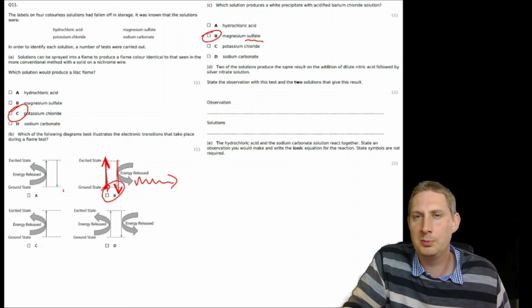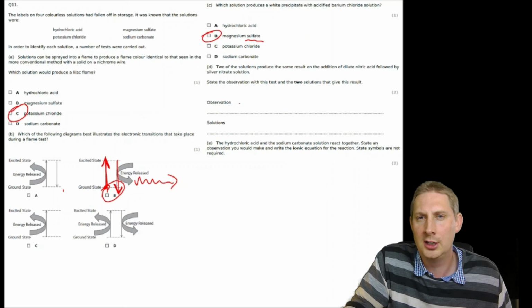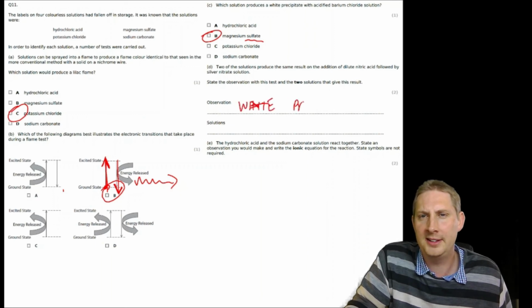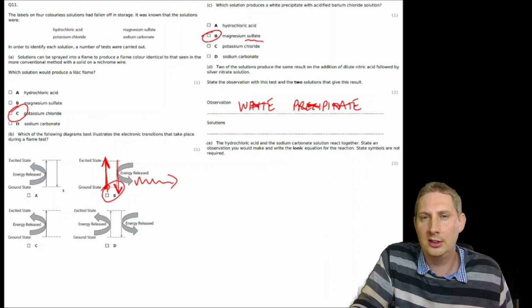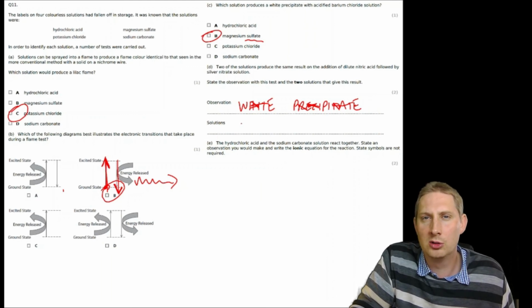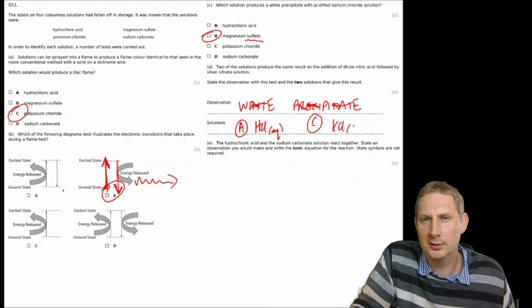2 of the solutions produce the same result with the addition of dilute nitric acid followed by silver nitrate solution. State the observation with this test and the 2 solutions that give this result. You would see a white precipitate. Which 2 things would give that? Well, anything with chlorides, so A, hydrochloric acid, and C, potassium chloride.